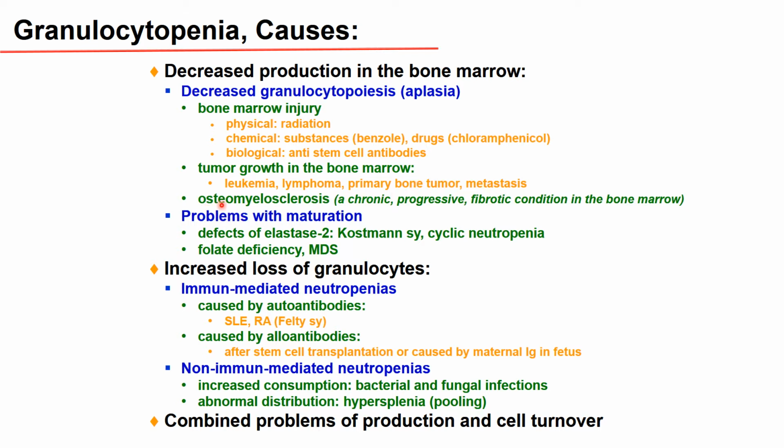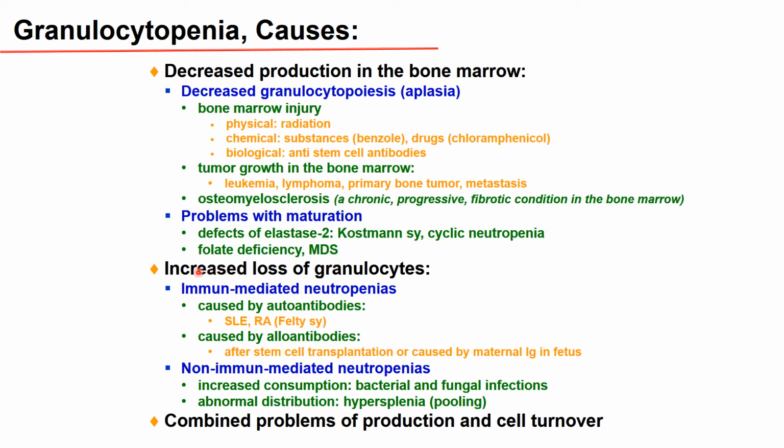Or if we do have a problem with the surrounding, the extracellular spaces, for example, that's happening in osteomyelosclerosis, that's a fibrotic condition that alters the bone marrow and the cells cannot adhere to the extracellular matrix, so they do have a developmental and proliferation problem. And we can have a problem with the maturation, for example, a genetic problem, the defect of elastase 2 or Kostmann syndrome, or cyclic neutropenia, folate deficiency we mentioned in anemias, for example, or myelodysplastic syndrome. This is what we are going to discuss later on.